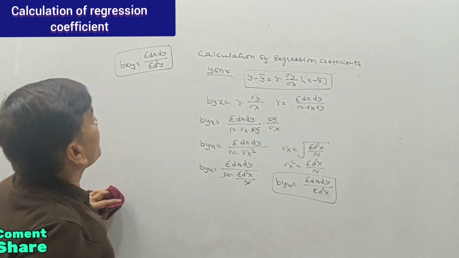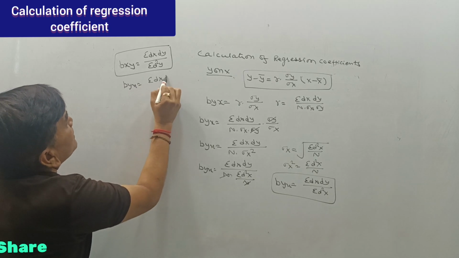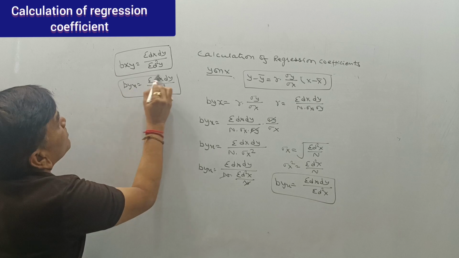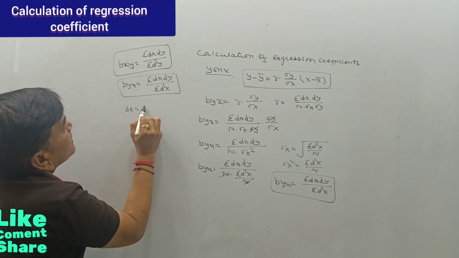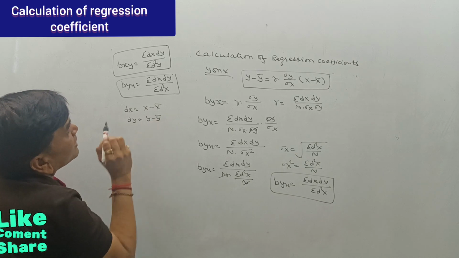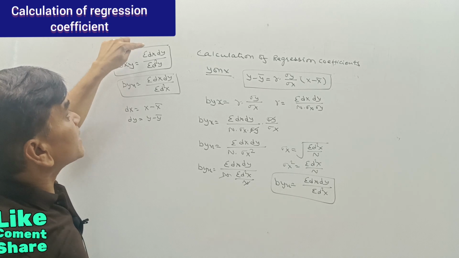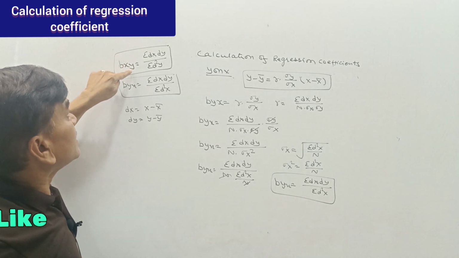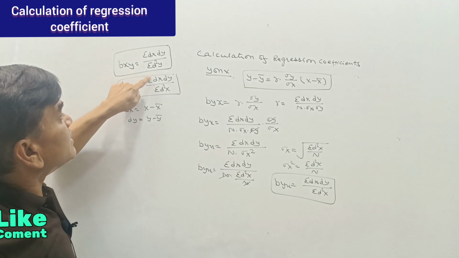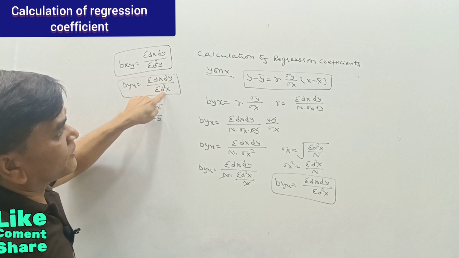So second, byx is equal to sigma dx dy upon sigma d square x. In both conditions, dx is equal to x minus x bar and dy is equal to y minus y bar, because both are the direct method. So what you learned: for bxy you put sigma dx dy divided by, y is last, so sigma d square y. For byx, sigma dx dy, x is last, so sigma d square x is the value.